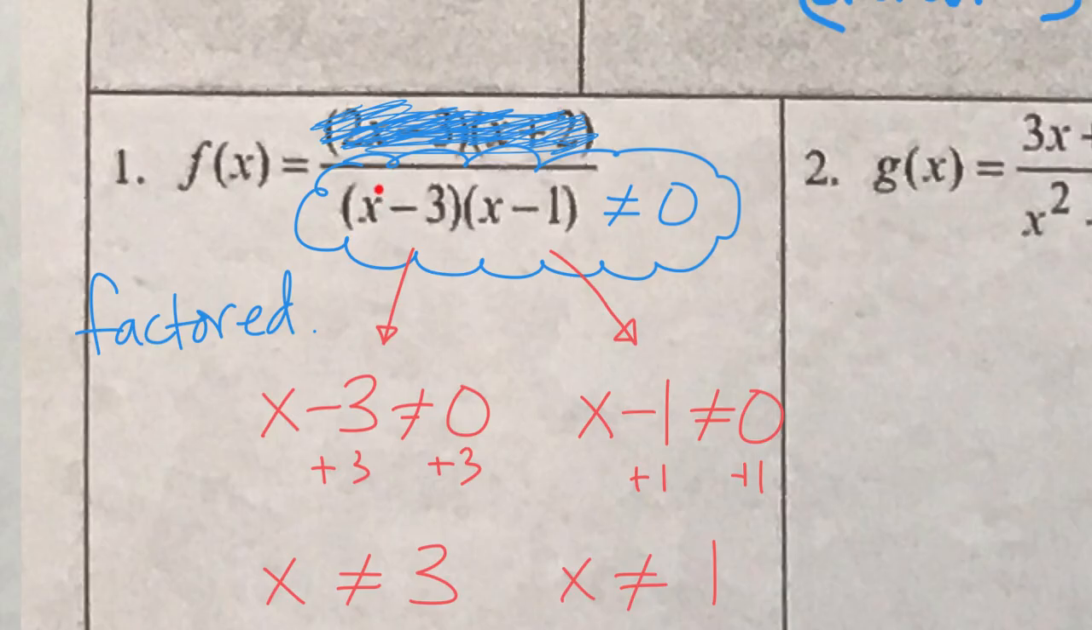Positive 1. Because 1 minus 3, well, that's negative 2. But 1 minus 1 is 0. Negative 2 times 1 is 0. And you can't have 0 in your denominator. Okay, so we can be formal, and we'll write the domain as all real values as long as x does not equal positive 3 or positive 1.